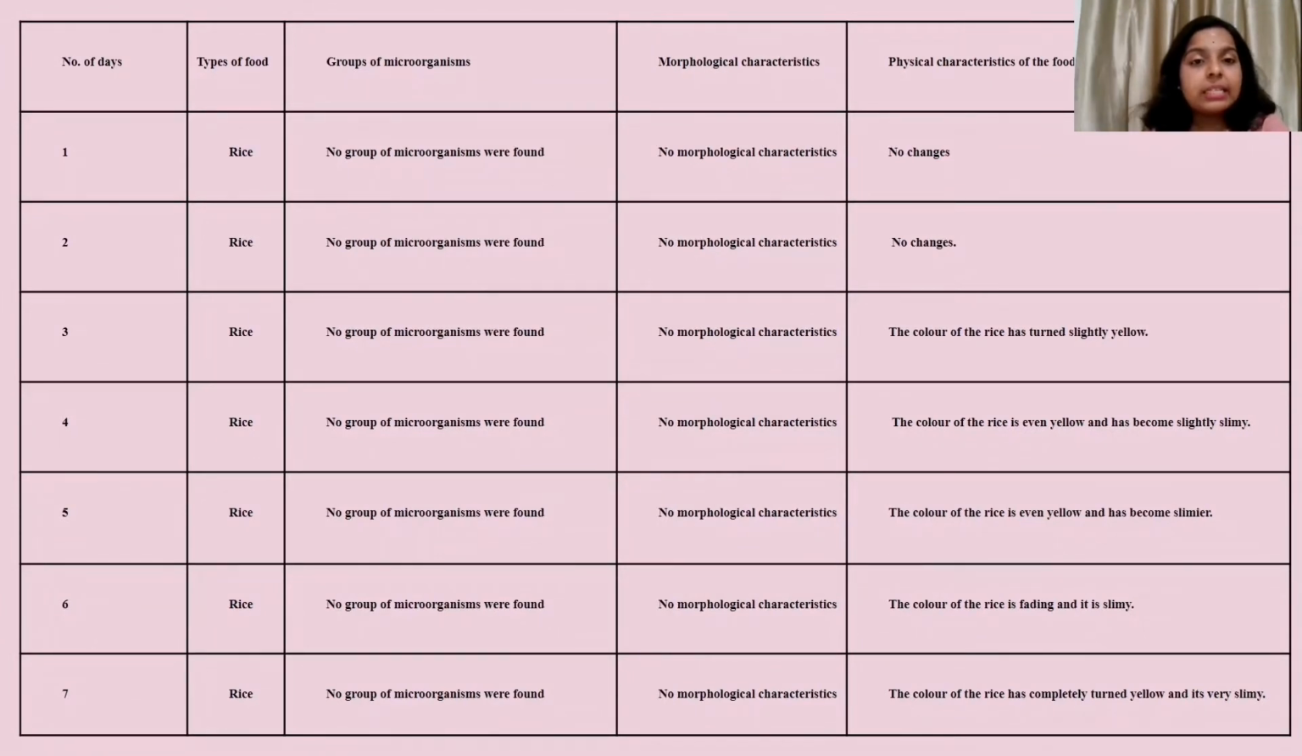Throughout the 7 days, the rice in part A did not have any changes in terms of group of microorganisms and also morphological characteristics. However, the rice in part A had changes happening throughout the 7 days in its physical characteristics. The rice in part A didn't have any changes for the first 2 days, whereas on the third and the fourth day, the color of the rice started becoming yellow gradually and also slimy. The rice is no more white but has completely turned yellow and has become very slimy on the 7th day of the experiment.